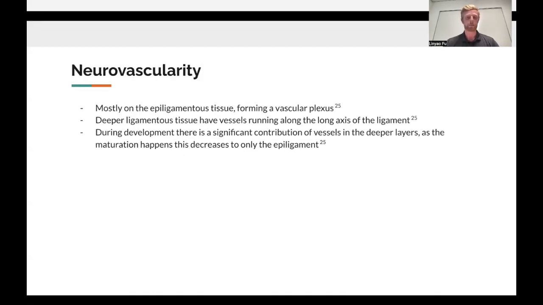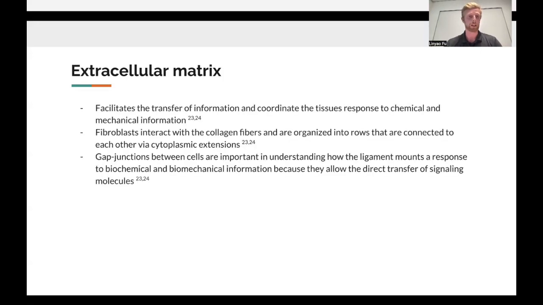As for neurovascularity, most of it is going to be on the epiligamentous tissue, and that's where the plexus is going to be. There's very minimal amounts in the deeper networks of the ligament itself. During development, there's a significant contribution, but as the ligament matures, it is slowly going to be primarily on the outside of the ligament. As for the extracellular matrix, it primarily facilitates information transfer and coordinates tissue response to stimulus applied to the ligament.